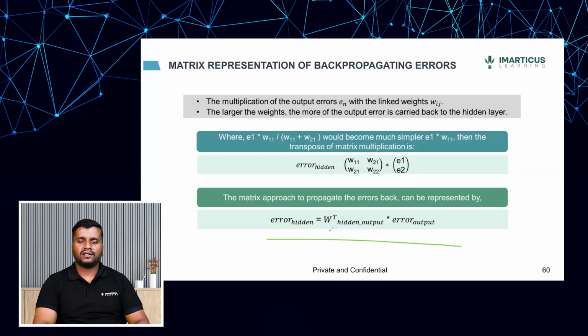So for the hidden layer, the transpose of the output weights into the error of the output will give us the error of the hidden layer. And this is how the matrix transformation works. Due to this, the weights are computed. So now we have the challenge of getting an error at each level, and this can be done with the help of this formula, which is a matrix representation of propagating errors.